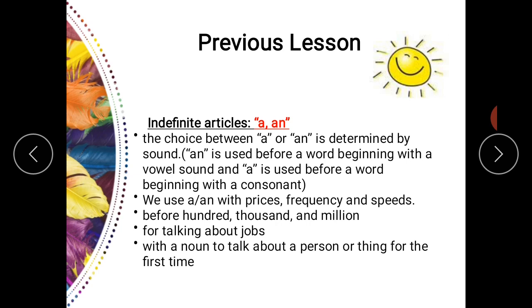Indefinite articles, we learned certain rules that the choice between a or an is determined by the sound, like those words that begin with a vowel sound get an with them, and a is used before a word beginning with a consonant. We use a or an with prices, frequency, and speeds, before hundred, thousand, and million, for talking about jobs, and with a noun to talk about a person or thing for the first time.